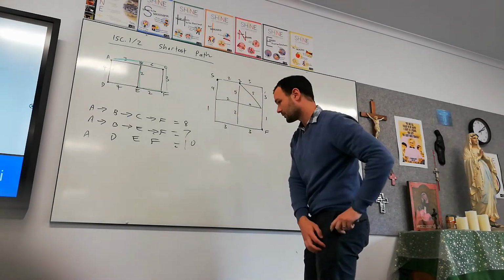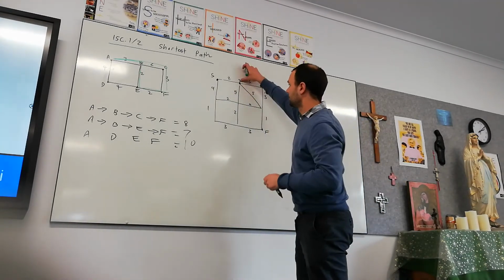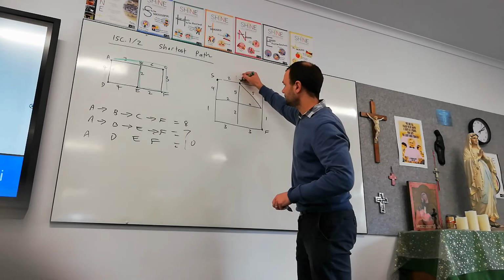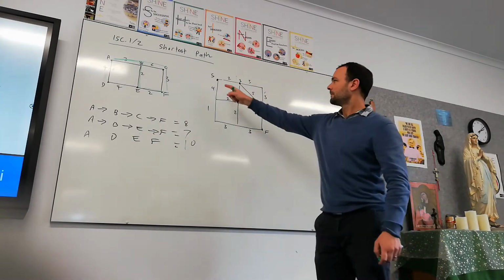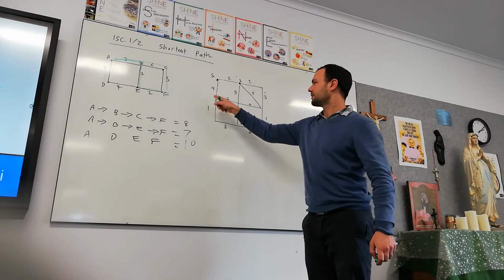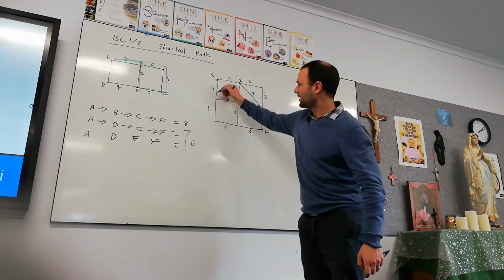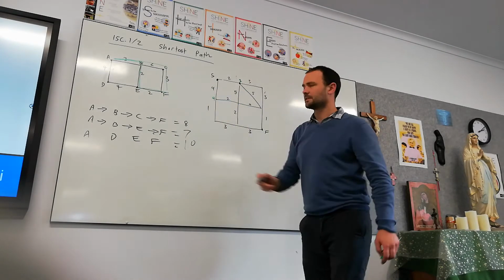And if you like, I might use a different color to help us out a bit. We're going to put a 2 there. Okay? Let's consider then from this node to this node. Okay? We're going from there to there. The quickest we can get there is in 4.